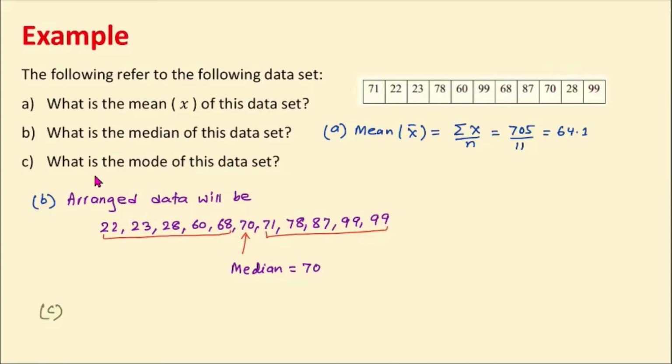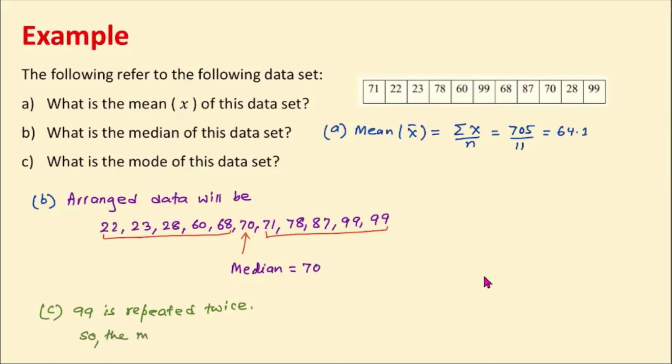In part C, we are asked for the mode of the data set. Mode is the most repeating data value. If you look at this arranged data, you can see that these values are not repeating all the way up to here. And when you go here, 99 repeats twice. Meaning, 99 is the mode. So we can write like this, 99 is repeated twice. So the mode is 99.